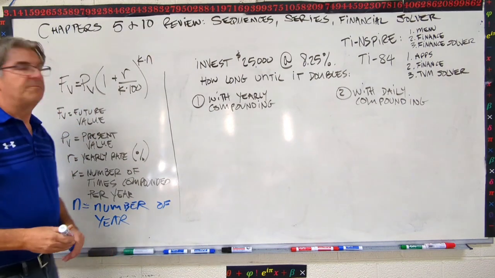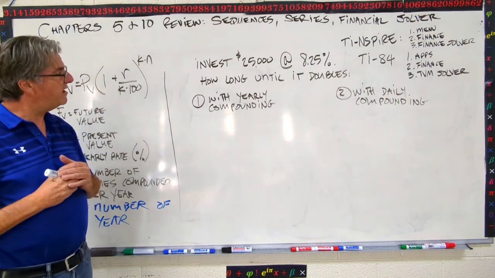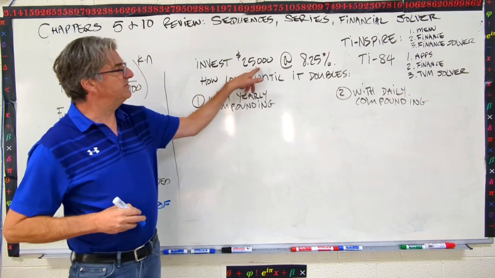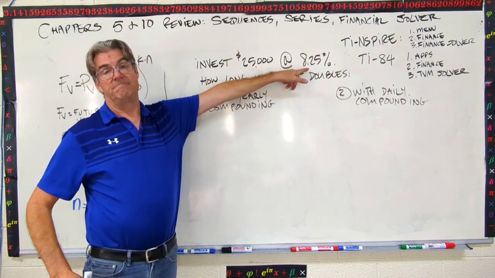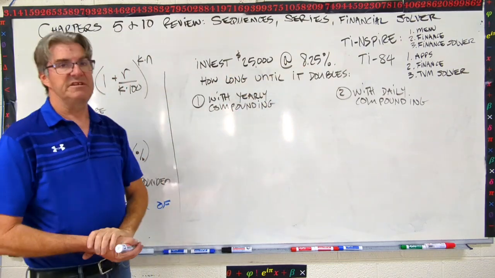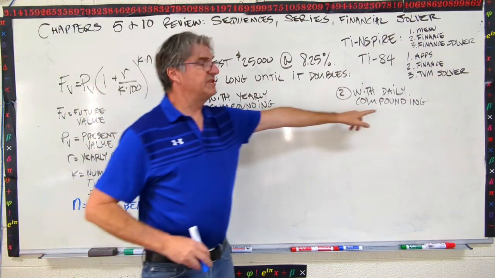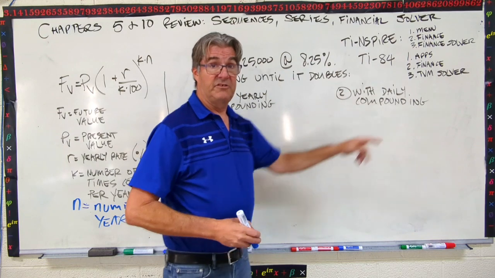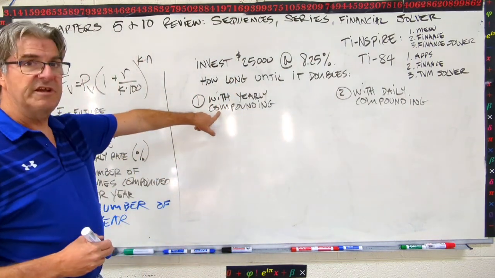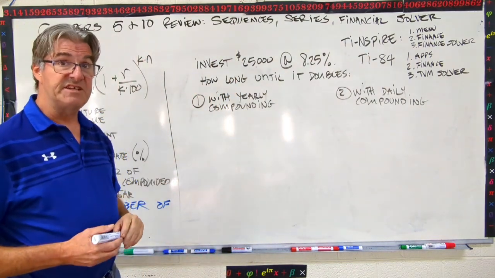Okay, so we're going to do 2 calcs here real quick. We're going to invest $25,000 at 8.25%. How long until it doubles? Okay, so we're going to compare yearly compounding to daily compounding. Let's do a plug-in step for yearly compounding. Pause the video and put that together.